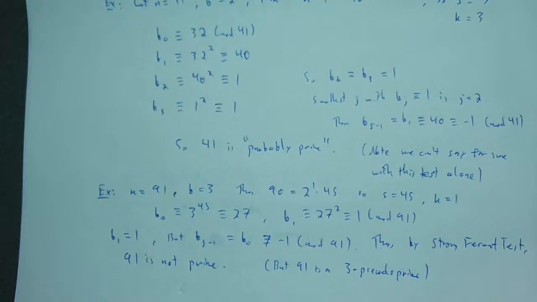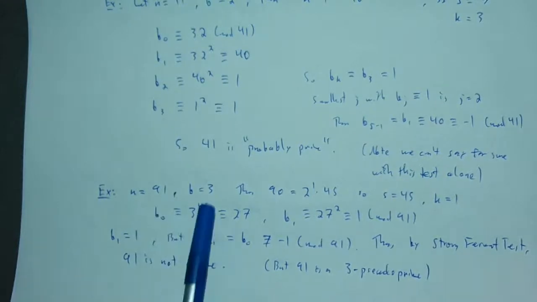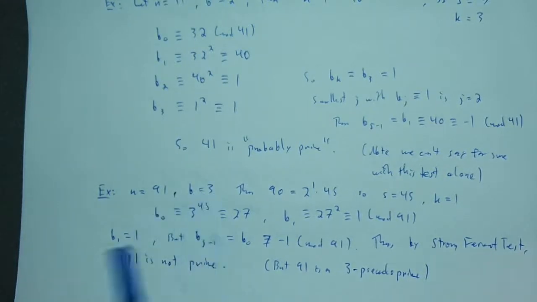But here, even though in the strong Fermat test we picked the same base for which the number was a pseudoprime, the strong Fermat test sniffed out that this actually is a composite number. Okay, so this can pick up things that the normal Fermat test won't.